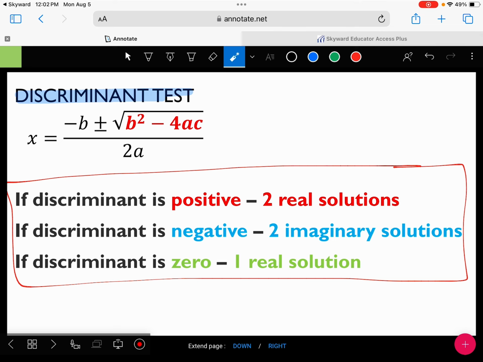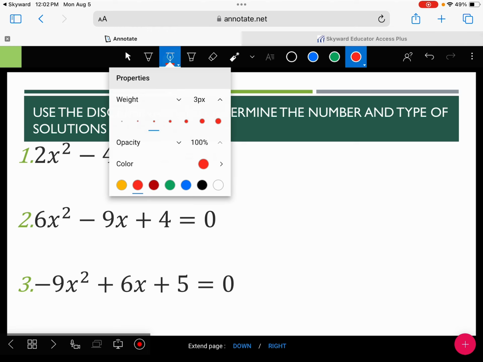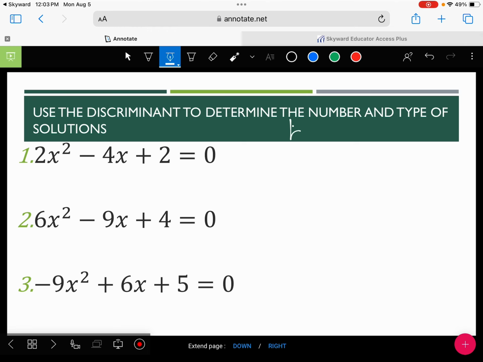So let's go ahead and do some practice. So we're only going to do the discriminant. So I'll give you a minute to copy down these 3 questions. And we're not doing the whole quadratic formula. All we're going to do is our discriminant piece. We're just doing b squared minus 4ac. So I'll give you a minute to copy down the directions, and then we'll work through a few of these together.